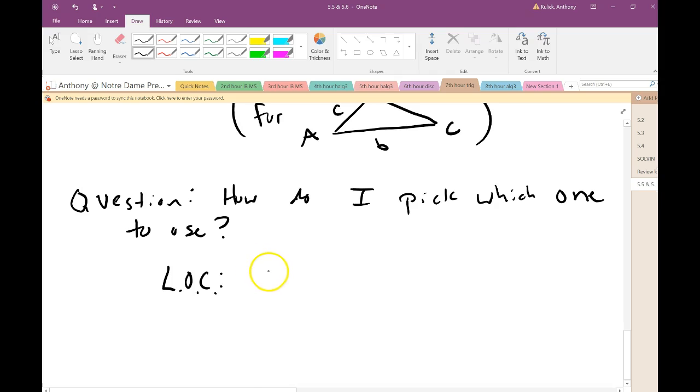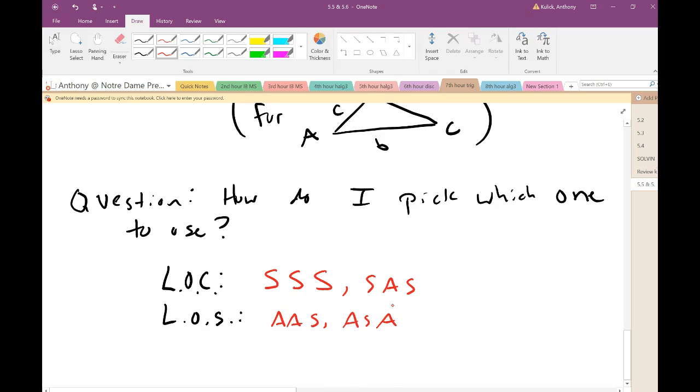So the law of cosines you're going to use if you have a side side side situation or a side angle side situation. The law of sines you're going to use if you have an angle angle side or an angle side angle, and then I'm going to write in special color, also if you have an SSA situation, but here we have to be very careful.